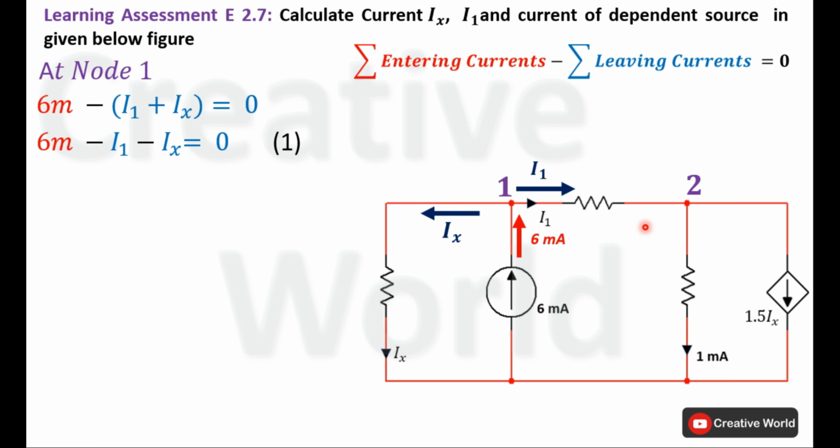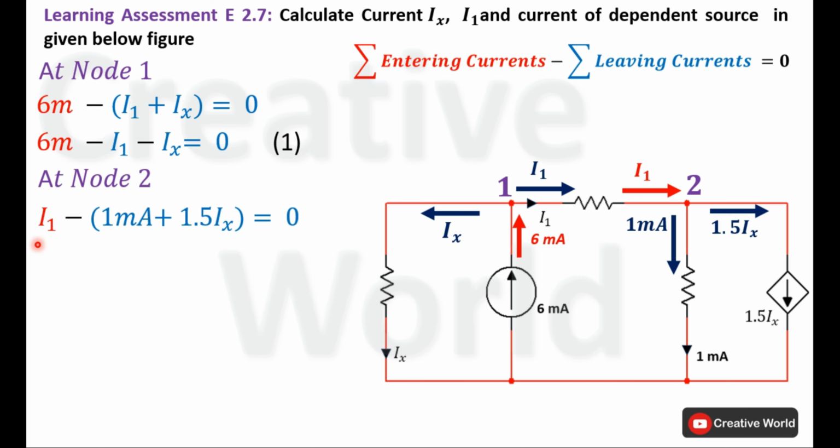On the second node, first we will identify the entering and leaving currents. At this node 2, only one current is entering, that is I1, while 1 milliampere and 1.5 Ix, that is the current of the dependent source, are leaving from this node. Place these values into Kirchhoff's current law. I1 is the entering current while 1 milliampere and 1.5 Ix are leaving currents. Rearrange this equation to find the value of I1, that is 1 milliampere plus 1.5 Ix. Again this equation has two variables, I1 and Ix.